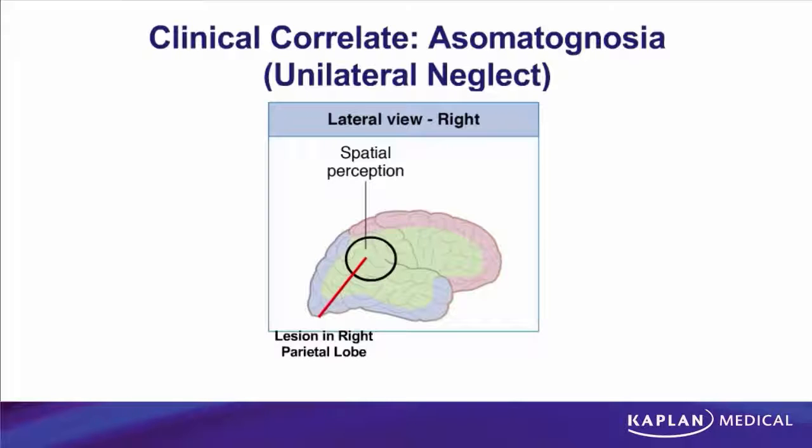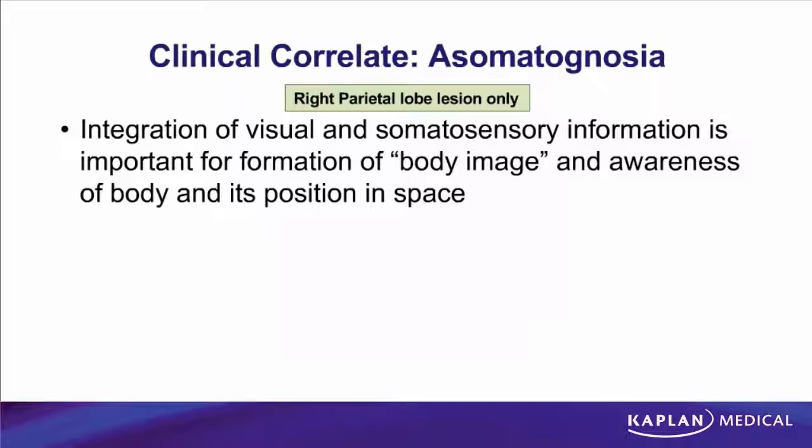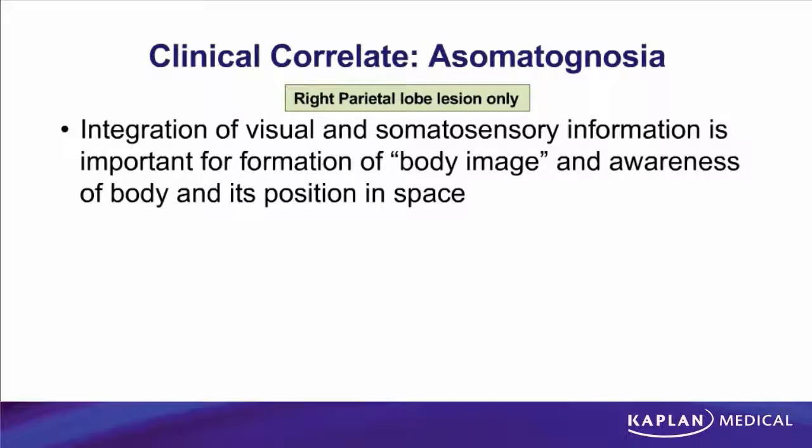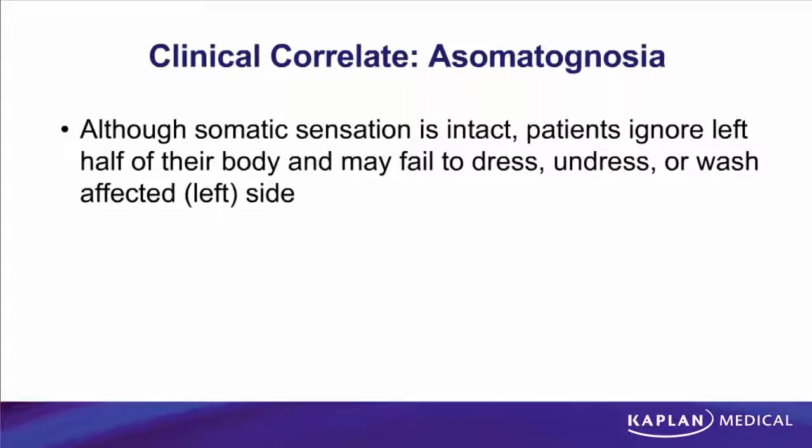So the right parietal lobe is the site where we are integrating visual and somatosensory information. It's a key area where we form the overall body image, particularly that of the left side of visual and somatosensory space. So this lesion in the non-dominant or right parietal lobe can result in what is called an unawareness or a neglect of the contralateral half of the body, known as asomatognosia, but the part of the body that's always neglected is the left side of the body, and we'll see the manifestations of this going forward.